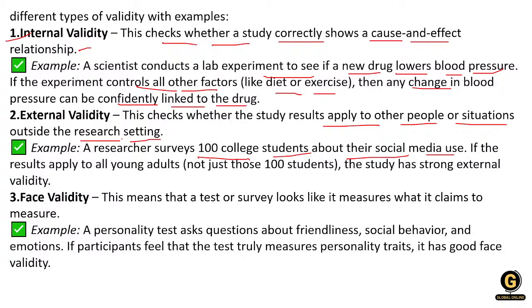How accurate your study is, how accurate your data is. That is called validity. Clear? Face validity. This means that the test or survey looks like it measures what it claims to measure. If a personality test asks questions about friendliness, social behavior, and emotions, and participants feel that the test truly measures personality traits, it has good face validity.